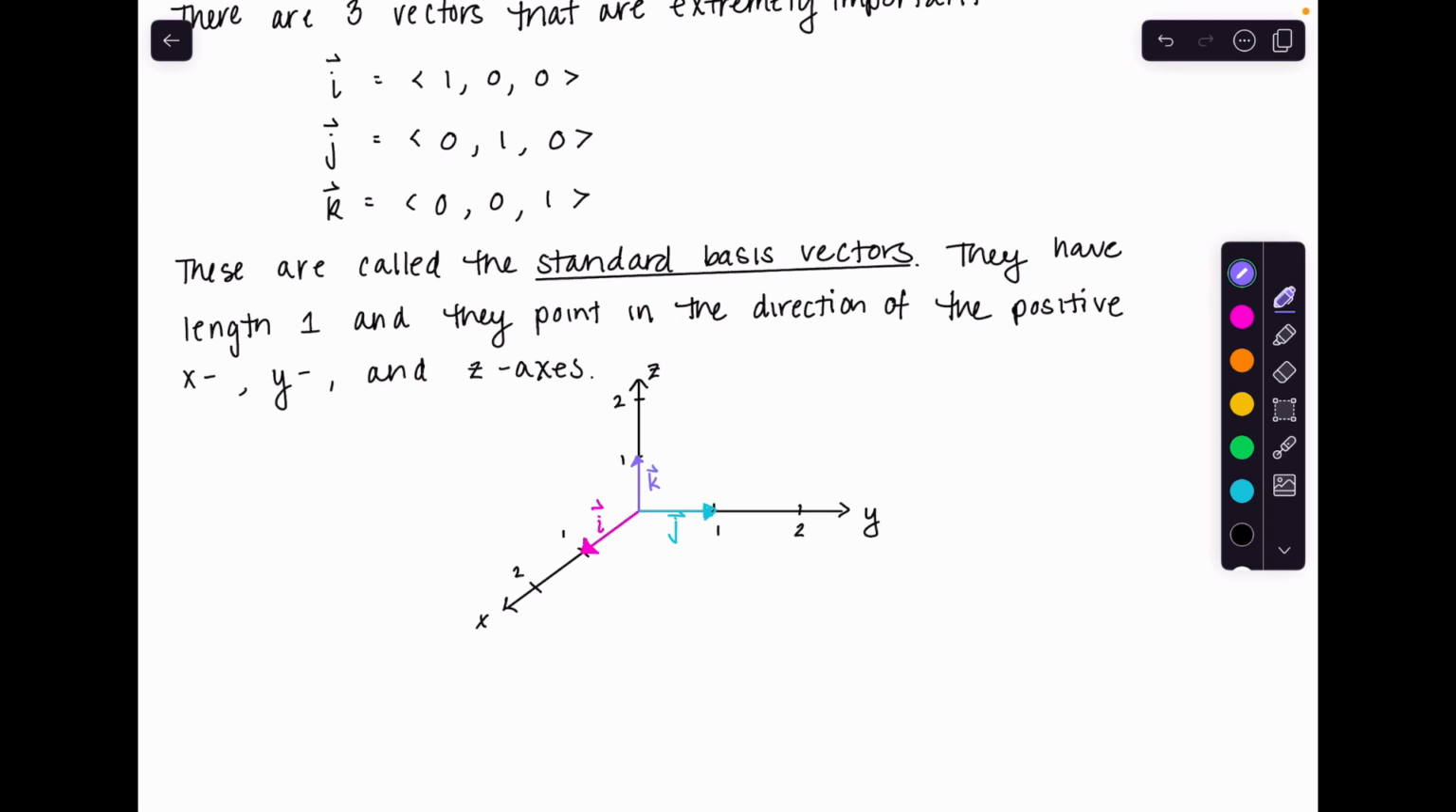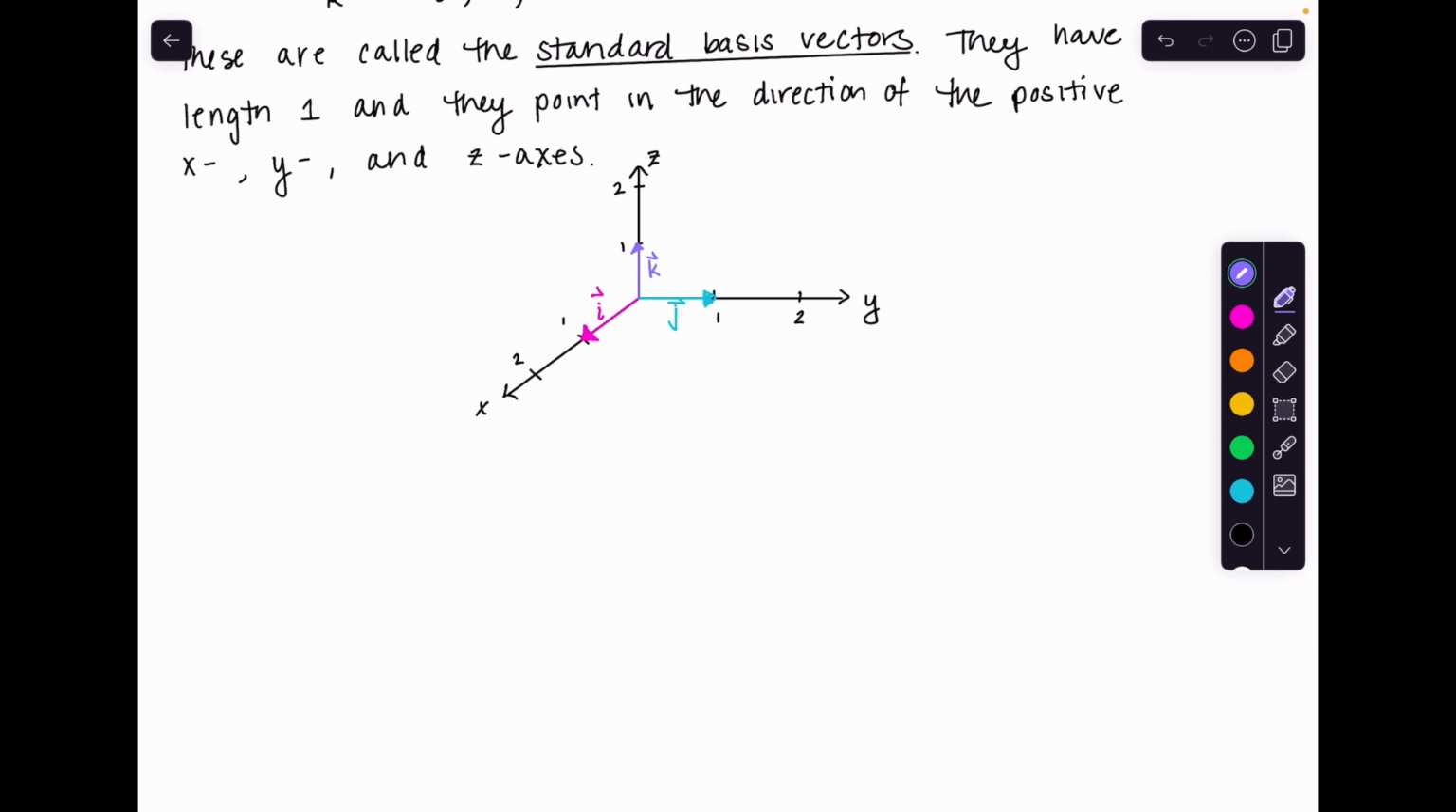The reason that we really like these is because any vector, whether it's in 2-dimension or 3-dimension, can be broken down in terms of these. If you're in 2-dimension, then you're just dealing with i and j, and you're ignoring that z component. So any vector that I have, u, let's say it has components a, b, and c, can be written in terms of these 3 basis vectors.